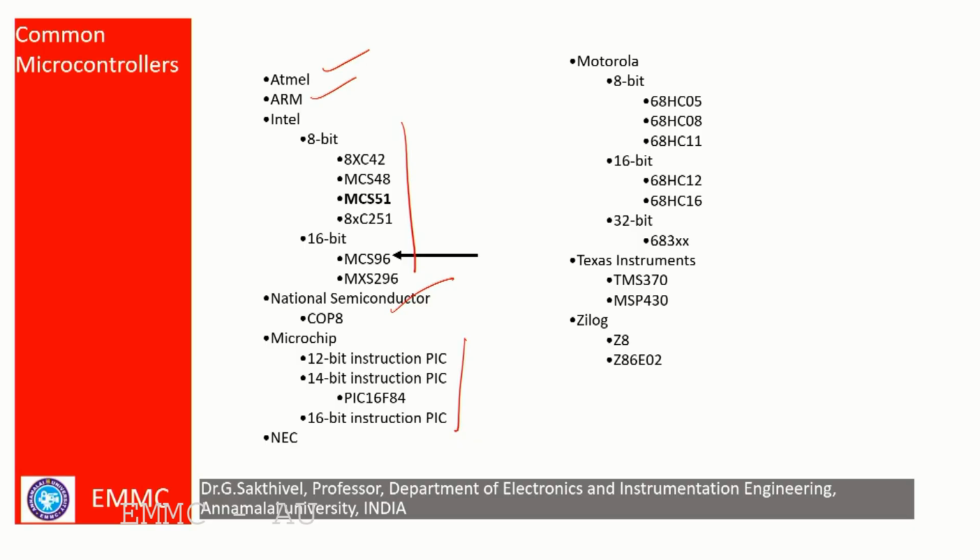The PIC microcontroller is supplied by Microchip. It has 12-bit, 14-bit and 16-bit versions available. Then Motorola, now called Freescale Semiconductors, has 8-bit, 16-bit and 32-bit series available. Next, Texas Instruments, the most popular digital signal processors: the TMS 320 and 370 series are digital signal processors. Next one, Zilog, somewhat equivalent to Intel, Z8 and Z86002.